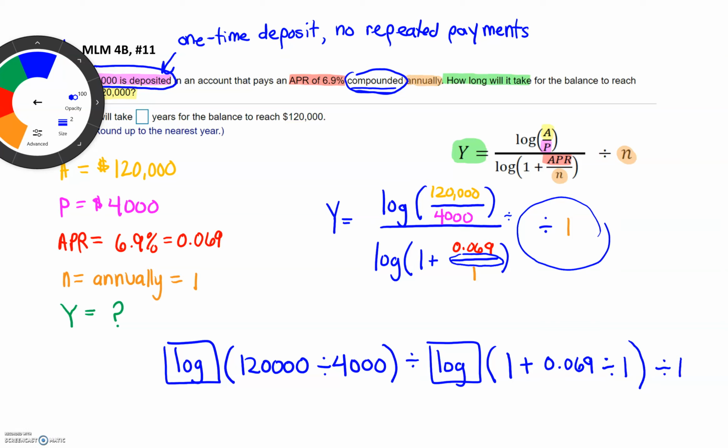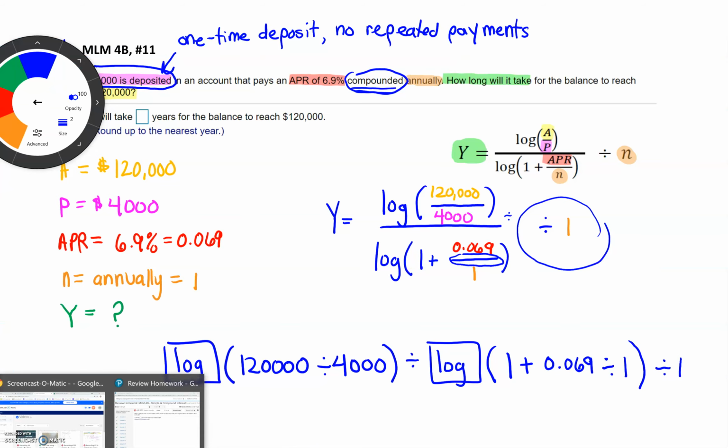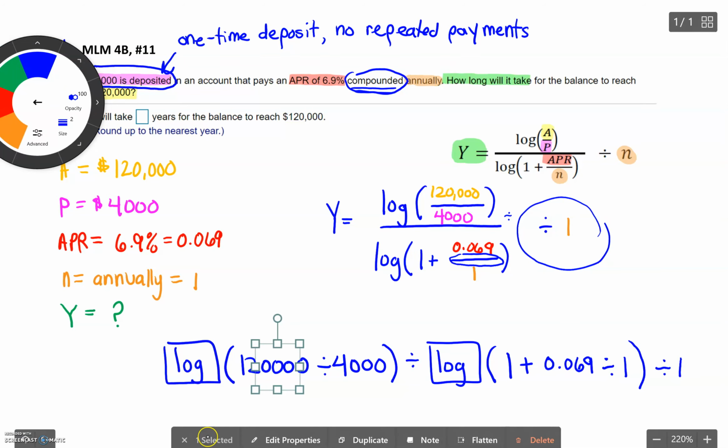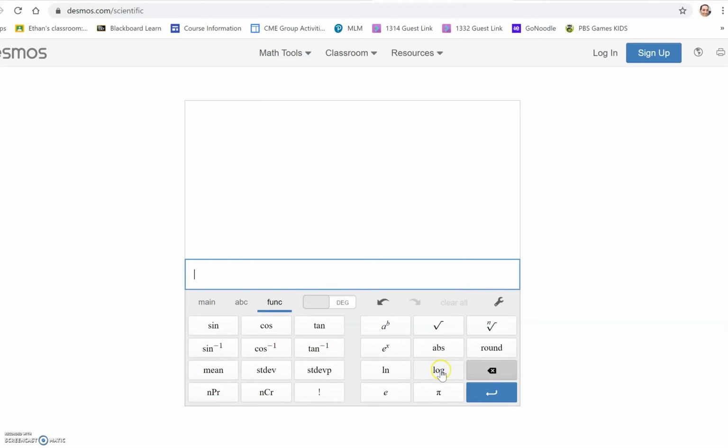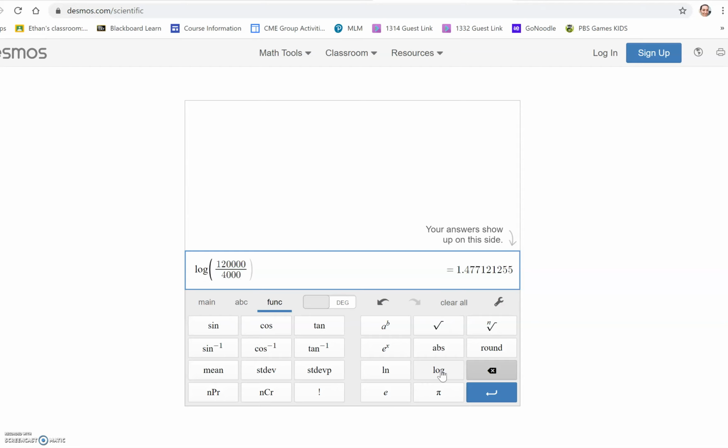So let me go ahead and pull up Desmos. Okay, here's the Desmos scientific calculator. So I need to go to the log button. On Desmos, it's a function. So I'm going to click function and then find the log. It automatically populated a parentheses. So I have my future amount, that's 120,000, divided by, oh, Desmos made a fraction for me. That's cool. I just hit the division key to do that.